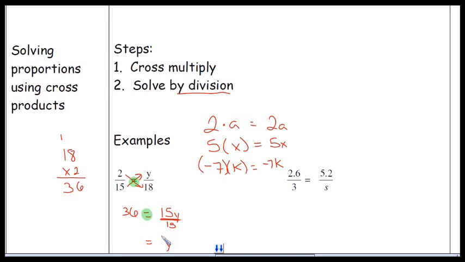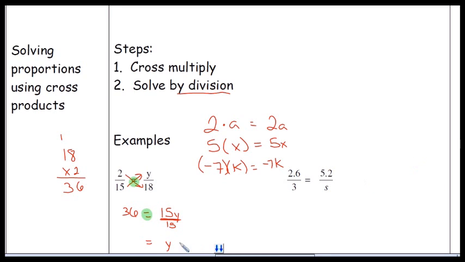15 divided by 15 is just 1, right? I can just write down a 1. But I am not going to write just a 1. I'm actually going to leave it blank because 1y is the same thing as just the y. How many y's do you see? 1y, right? And I don't have to tell you that it's only 1y. You know there's only 1y without me writing down that 1. So that's why I'm not going to write down the 1.